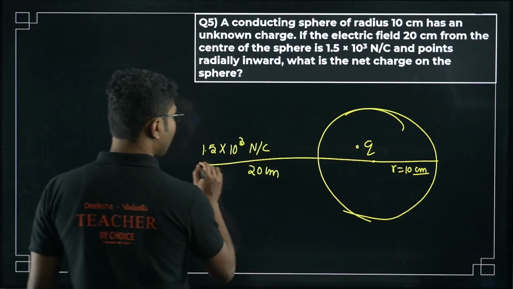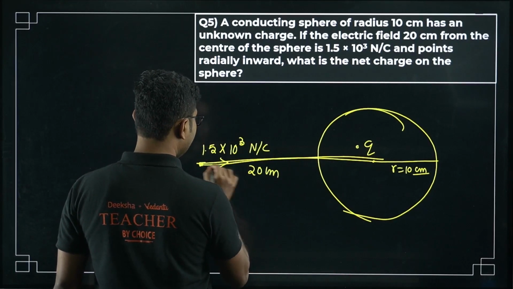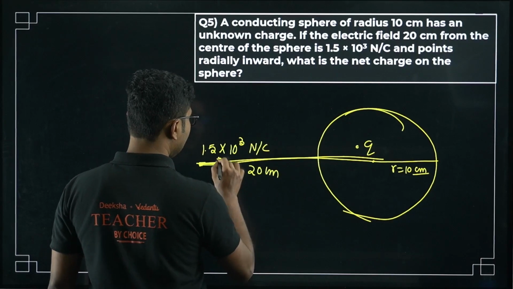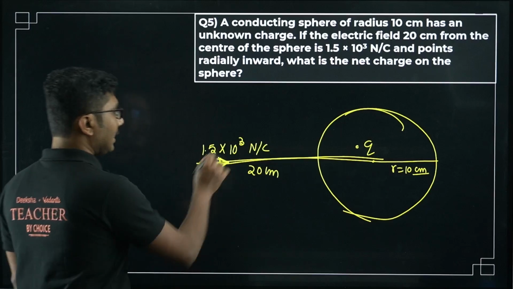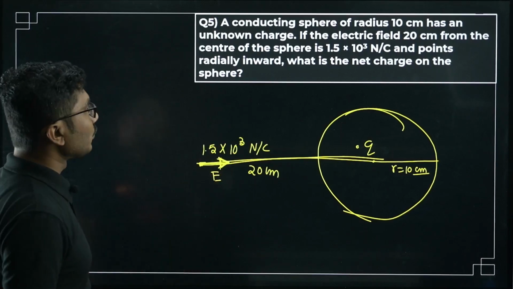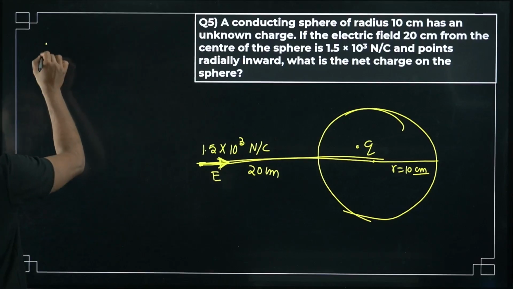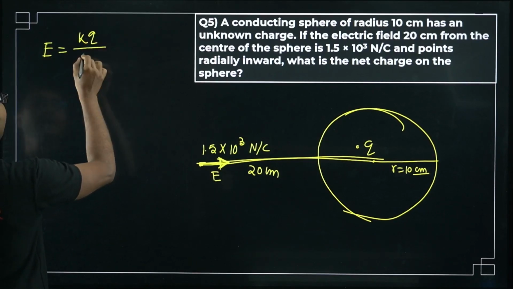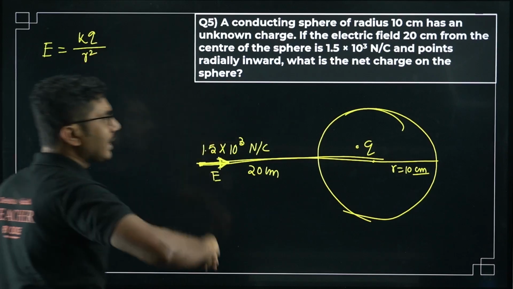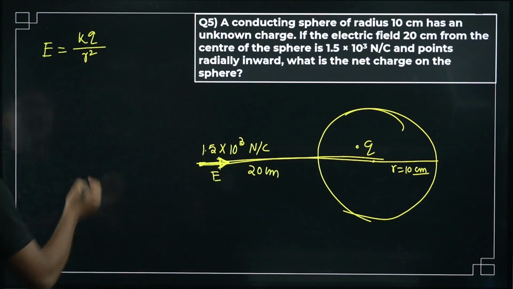Okay, so this is not actually about Gauss law, this is just a simple easy problem. So radially inward means the electric field is along this direction. The electric field value is given. So what is the net charge on the sphere? So how to do that? Electric field is basically given by KQ by R square. For points outside the sphere, electric field is given by KQ by R square.